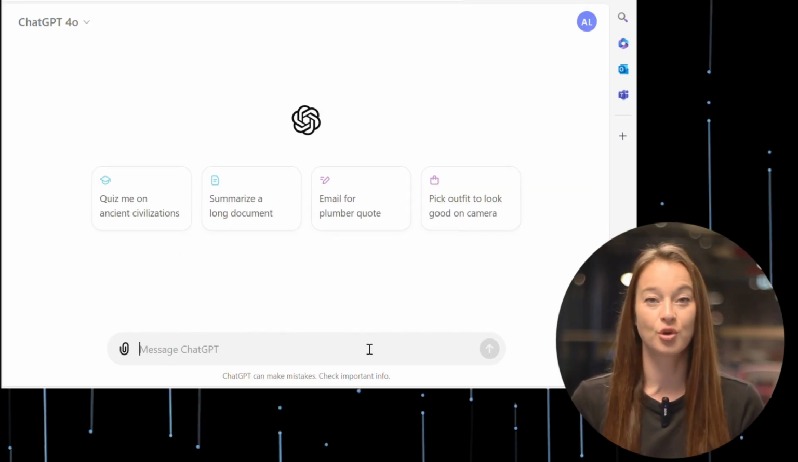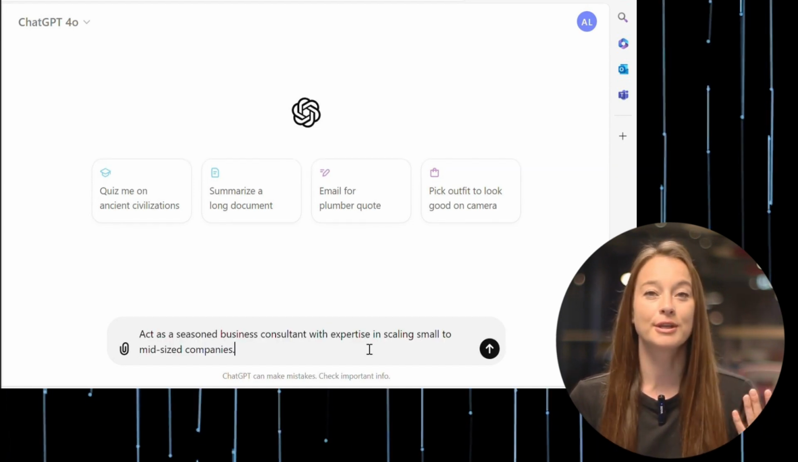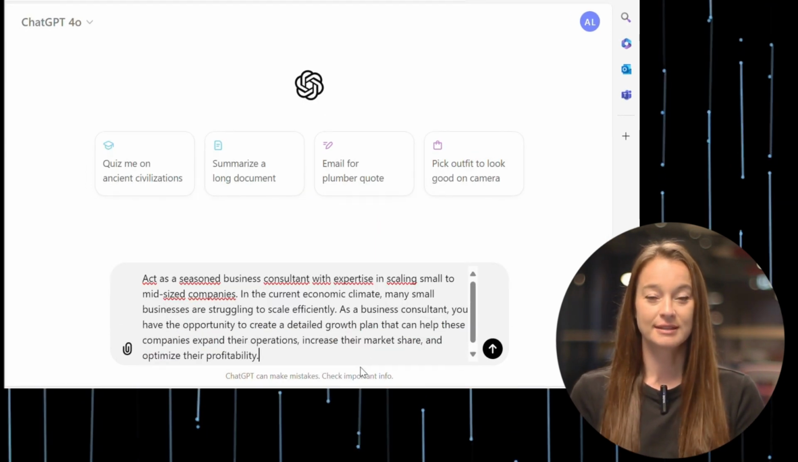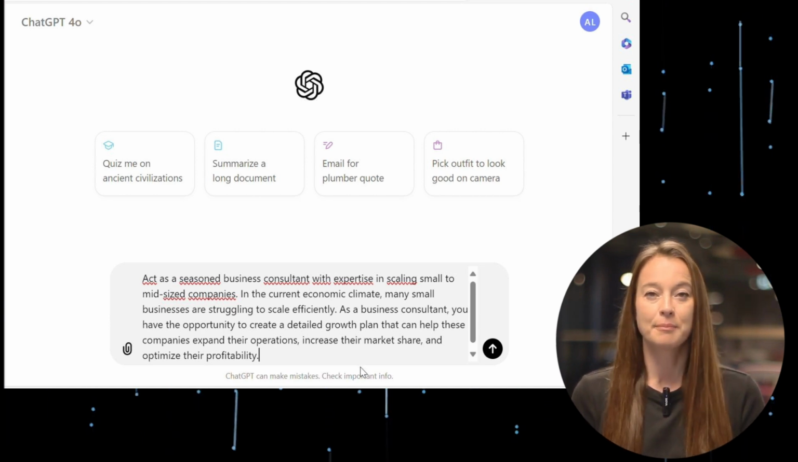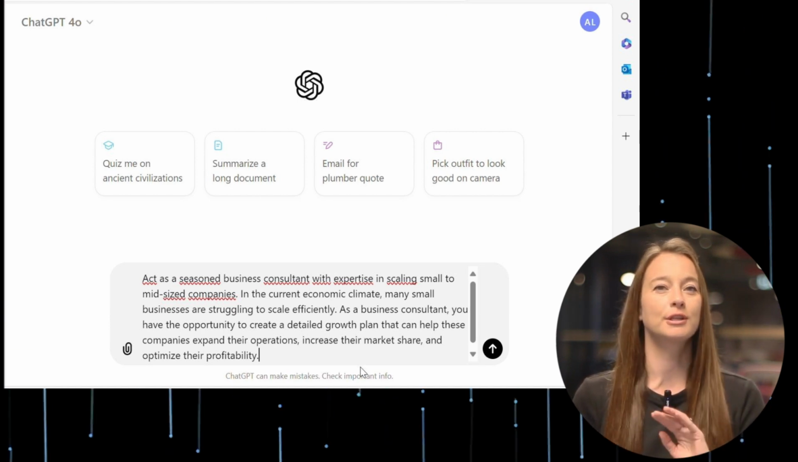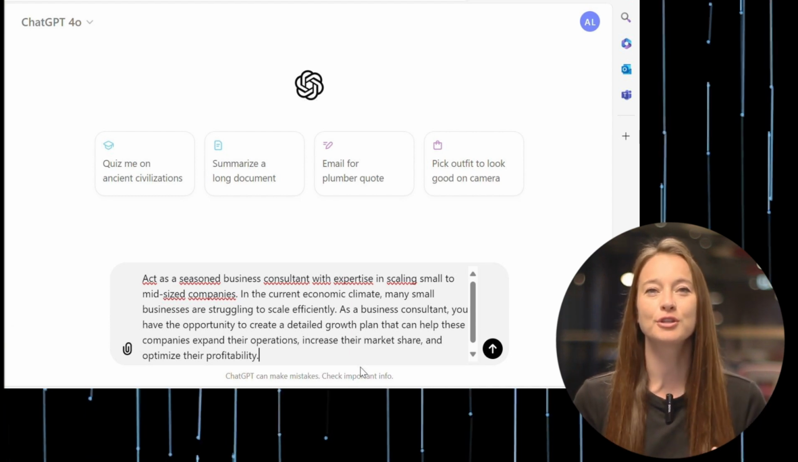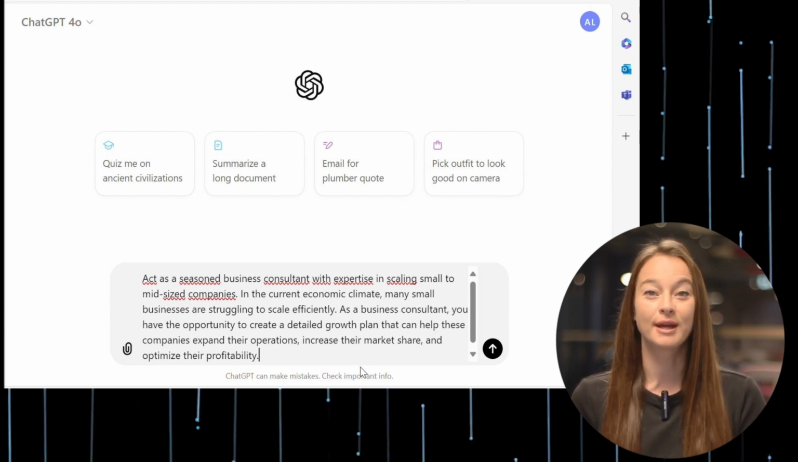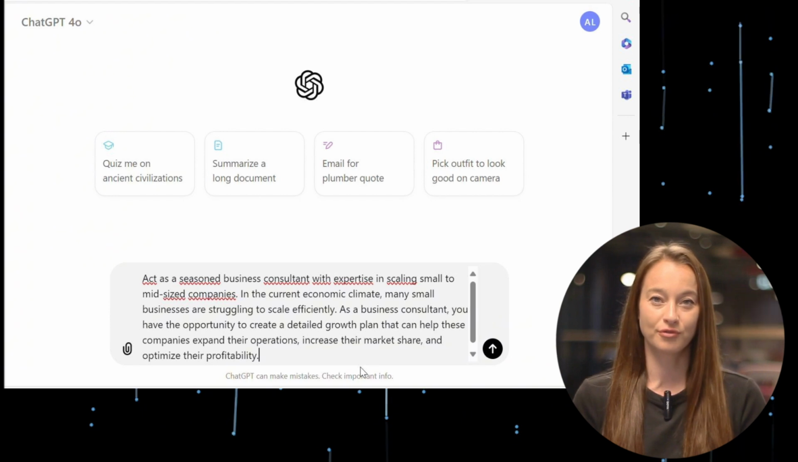And now let's put all these components together and generate a strong prompt that will give us the highest level of results. We will start with a persona. Act as a seasoned business consultant with expertise in scaling small to mid-sized companies. Now let's add some context. In the current economic climate, many small businesses are struggling to scale efficiently. As a business consultant, you have the opportunity to create a detailed growth plan that can help these companies expand their operations, increase their market share, and optimize their profitability.